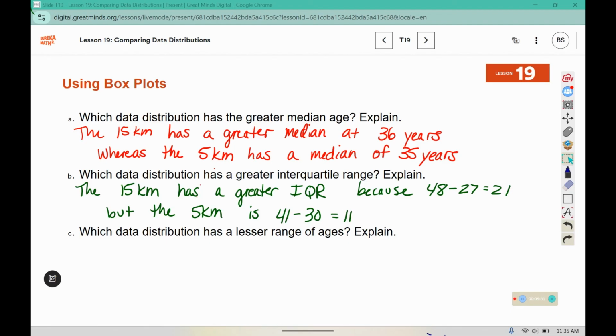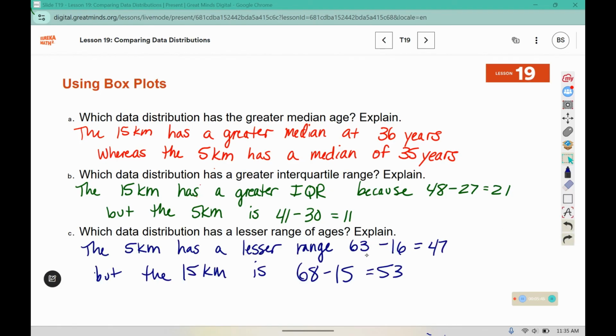And which data distribution has a lesser range? The range goes from the min to the max. The interquartile range is from Q1 to Q3. So the 5-kilometer race has the lower range. The maximum was at 63 and the minimum was at 16, which gives us a difference of 47. In the 15-kilometer race, the maximum was 68 and the minimum was at 15, which is a range of 53.